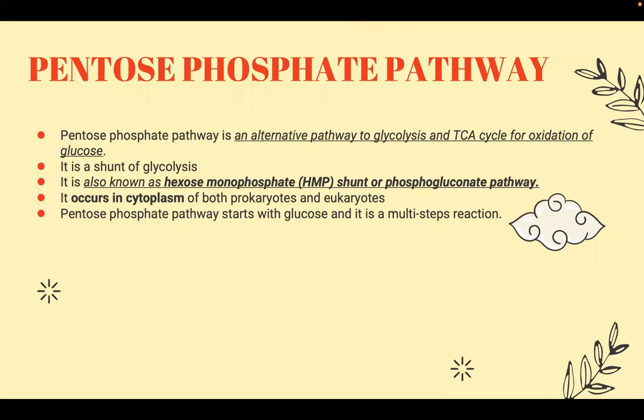And alam nyo yung mga enzymes involved in each and every step and yung mga products nila. Okay, so we will begin with the pentose phosphate pathway or your PPP. Okay, pakinig maigi. The pentose phosphate pathway is an alternative pathway to glycolysis and TCA cycle for oxidation of the glucose. It is a shunt of glycolysis. It is also known as a hexose monophosphate shunt or your phosphogluconate pathway.